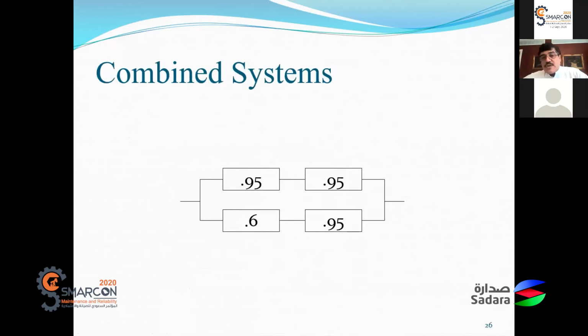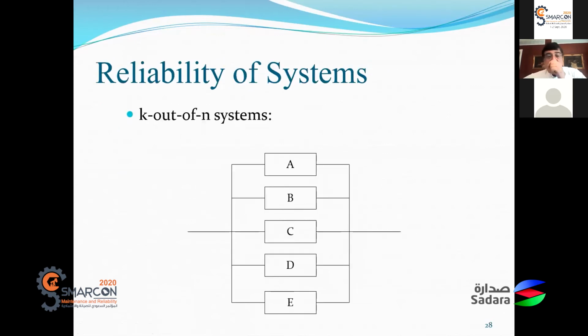And there are, of course, combined systems where you have components in series, and all of these are put together in parallel. The calculation is very simple. You calculate these in series, you calculate these in series, and with the results you calculate the system in parallel. And there is a K out of N system: in series you need them all, in parallel you need only one of them, but if you need 2 or 3 out of N, these are called K out of N systems.